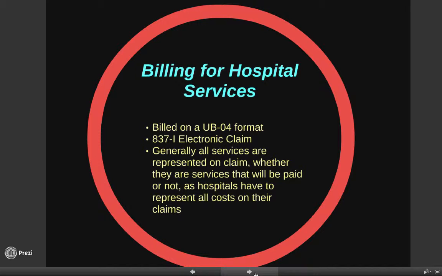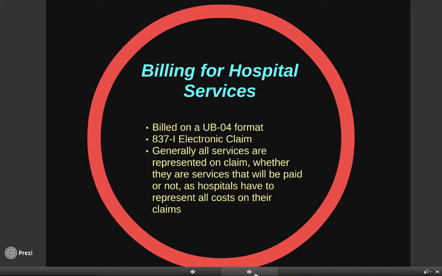Some physician practices actually still do submit on paper claim forms, believe it or not. Very, very small ones are allowed to, and some of them do. But generally, we submit on electronic claims, and they submit on what's called an 837I electronic claim. It's an institutional claim submission, the 837I.